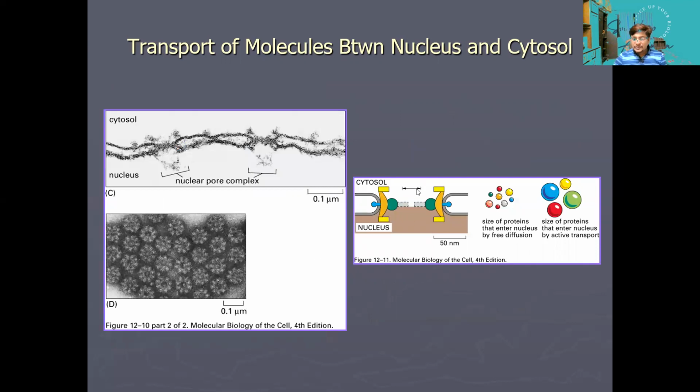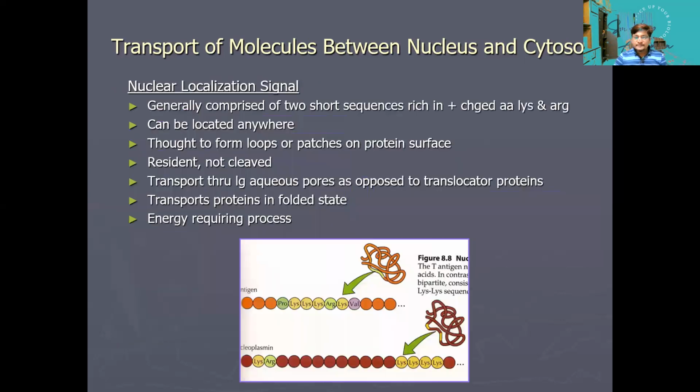Look at this, the pore I was talking about. Smaller proteins up to 5 kD in size can go in without any kind of energy input. But bigger proteins require energy. That means they require the input of ATP in order to go.